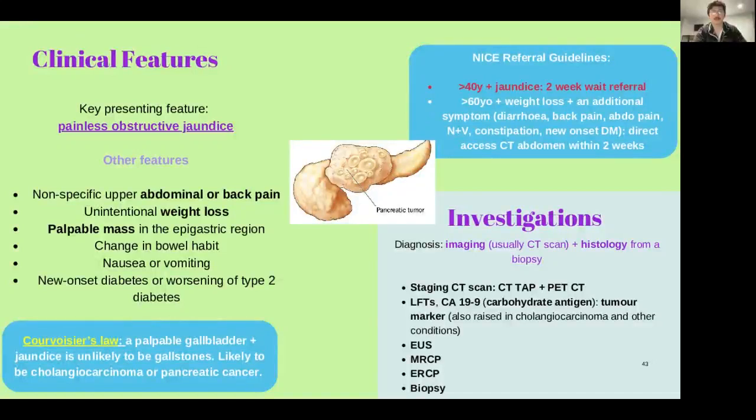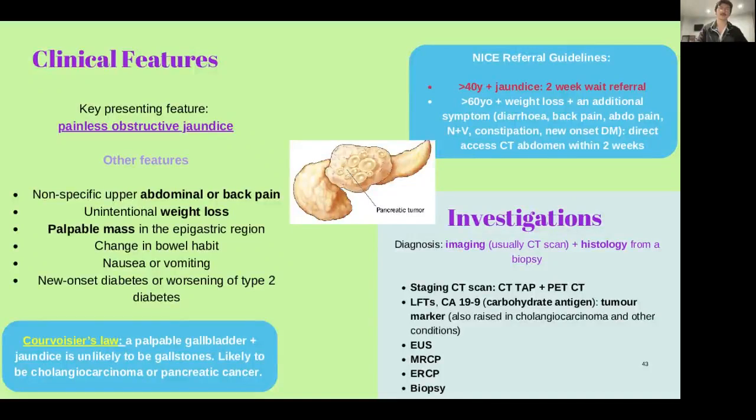So the cardinal clinical feature is painless obstructive jaundice. And if we go down to the bottom, Courvoisier's law, that's another classic clinical finding. So if you can feel a palpable gallbladder in the context of jaundice, then that also makes you suspicious for pancreatic cancer. And in multiple choice questions, that's probably going to be the answer. So painless obstructive jaundice, Courvoisier's law, and then other things like weight loss.